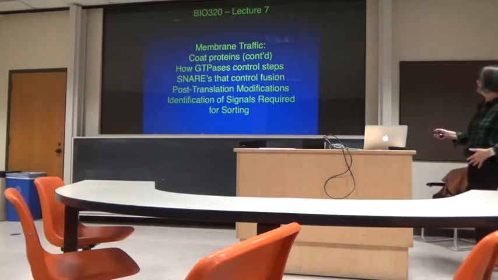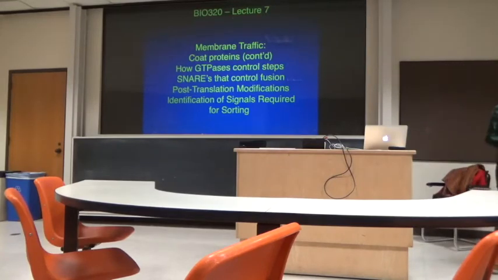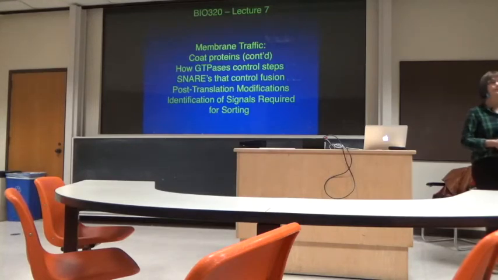So we're going to finish up talking about coat proteins, and then we're going to introduce a new important concept, which is how small GTPases are used to control the formation of a coat on a particular compartment. And this theme of GTPases you'll keep encountering in just about everything that we talk about in cell biology. So we'll talk about a specific small GTPase, but you'll encounter small GTPases and their principles throughout the entire course.